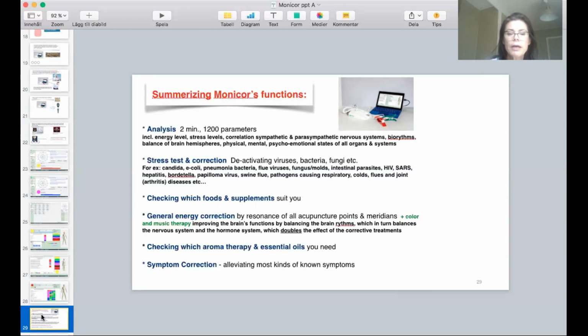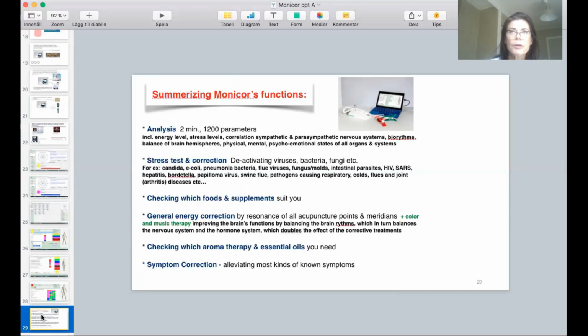And when you've done that initial analysis or evaluation, you would probably do what we call the stress test and stress correction, which is when you are checking if you have, for example, Candida, E. coli, pneumonia bacteria, flu viruses, any fungus, molds, intestinal parasites, all kinds of viruses, Bordetella, papilloma, swine flu, pathogens, etc., that cause respiratory colds or whatever, joint disease. So you can see in the system which ones are active at the moment. And you can check maximum 10 at a time, because otherwise you will tire the acupuncture points which are used to measure. You exhaust the energy if you go over 10 at a time. But you can check 10 every time, and then you deactivate them in minutes.